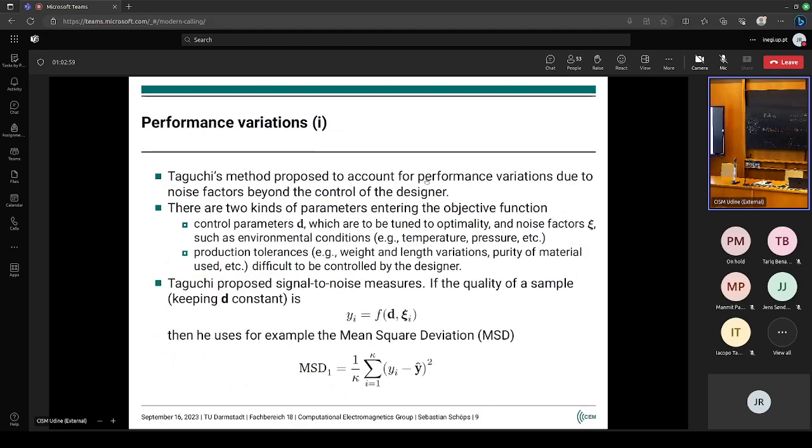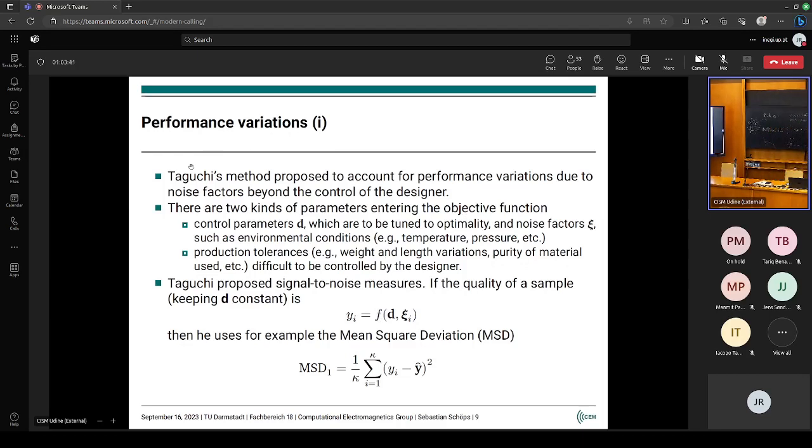He proposed in the optimization to account for performance variations due to noise. That was the topic at the time. Uncertainties he rather perceived as noise, and he distinguished these control parameters, right? And they have noise factors, and then there may be additional production tolerances. This can be split, as I already advertised in the rest of the talk. There may be different sources of uncertainty, aleatoric or epistemic, but in the end, you can always express this in a shape like this, right? Where you have your deterministic mean parameters and the randomness.